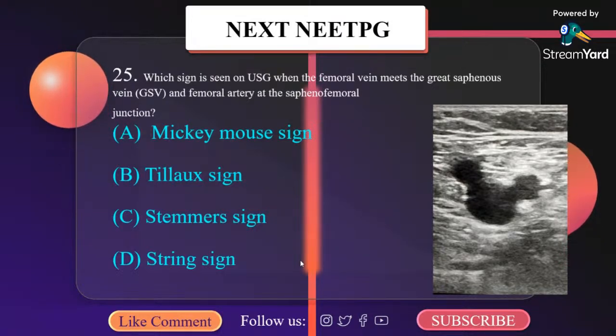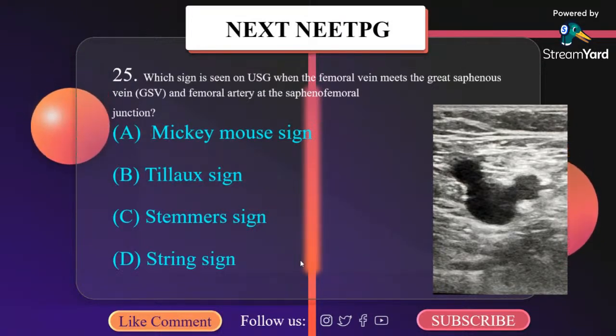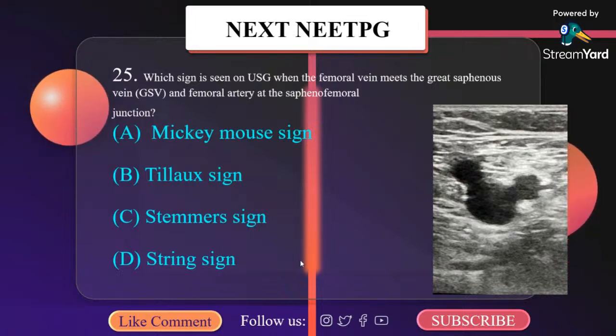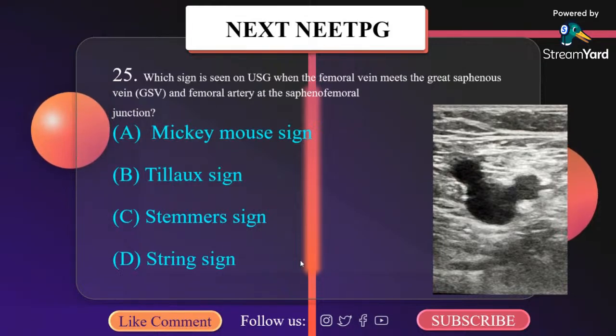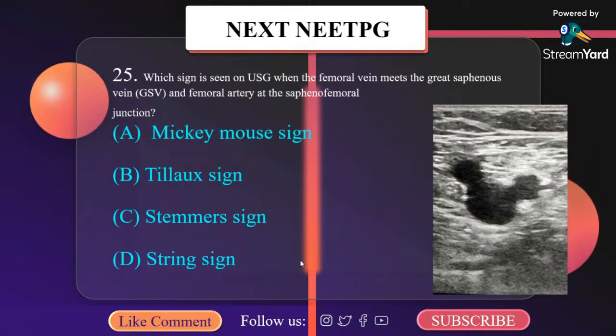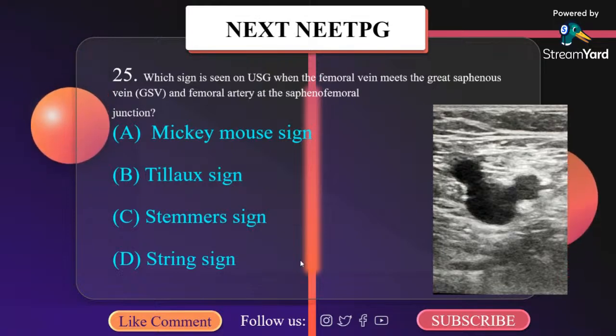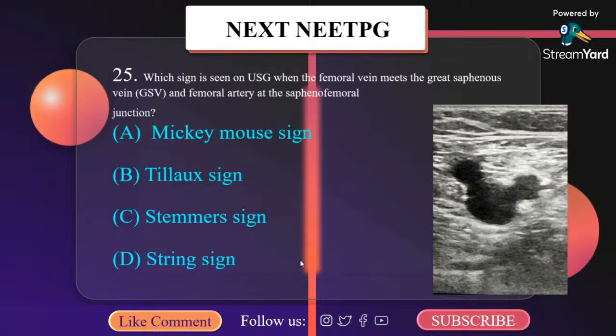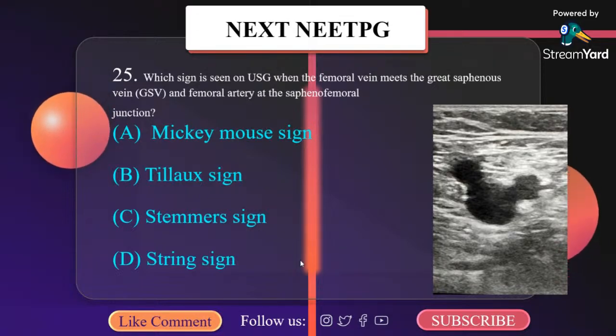Now, what is Mickey Mouse sign? You can see from the image the Mickey Mouse sign. What is Tillaux sign? Anybody please? What is Stemmer sign? What is string sign? Okay, tell me what is string sign. Anybody, please.